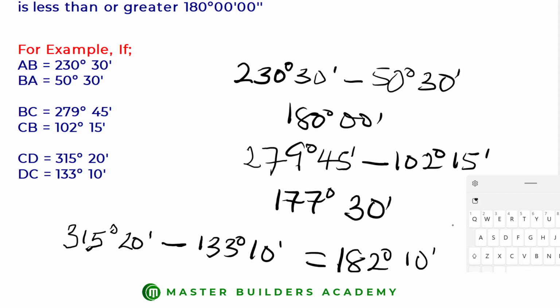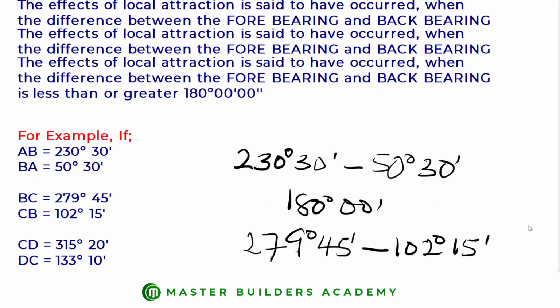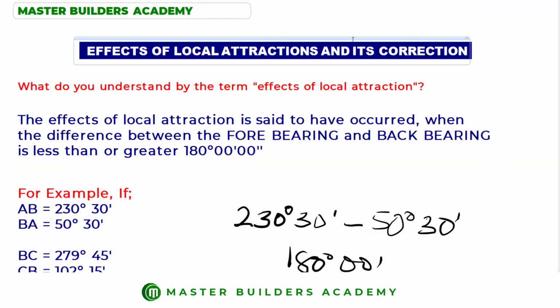Again, looking at this result that we have from the difference between the forebearing and the back bearing, it is very clear to us that this value exceeds the expected value, is greater than 180, right? So because this value is greater than 180, there is an error. So these errors are what cause this correction that you can see here.